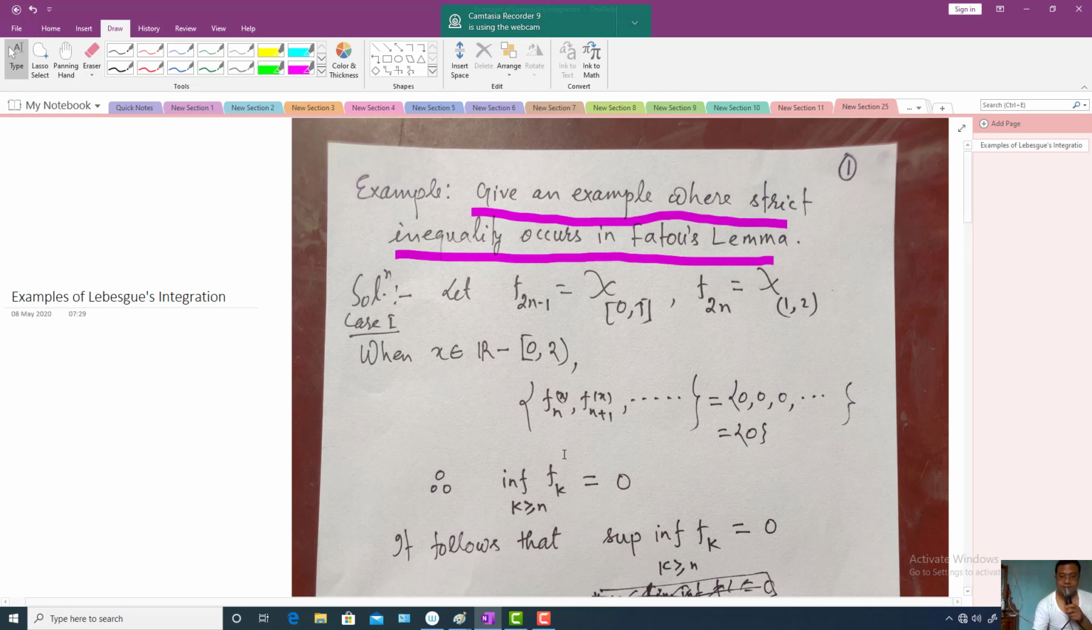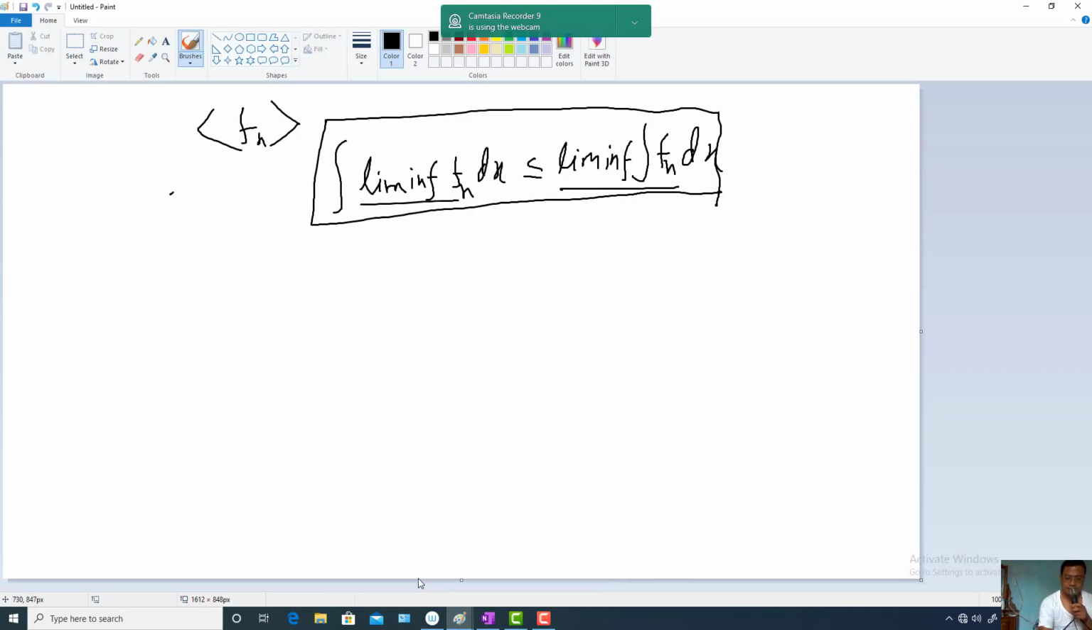So let us consider this sequence of functions. Let f_{2n-1}, that means when n is odd. You have a sequence of functions f1, f2, f3, f4, f5 up to infinity. This is the case when odd. In case of odd in the sequence, the function is defined by the characteristic function of (0,1). In case of even, it is defined by this one. All right, so let me tell you, now you are considering this sequence of functions f1, f2, f3, f4, and it goes on.